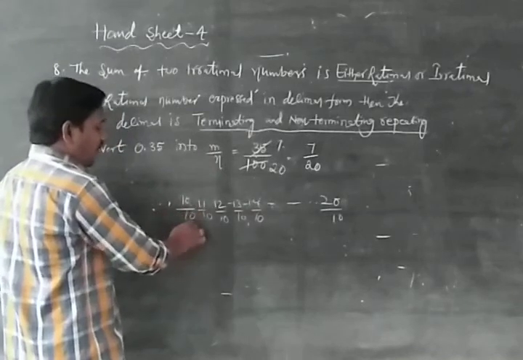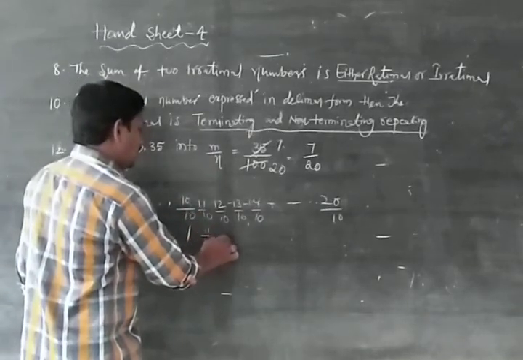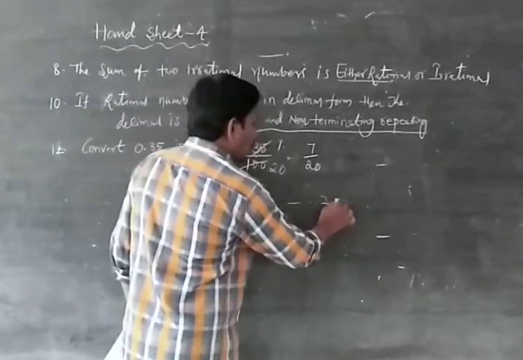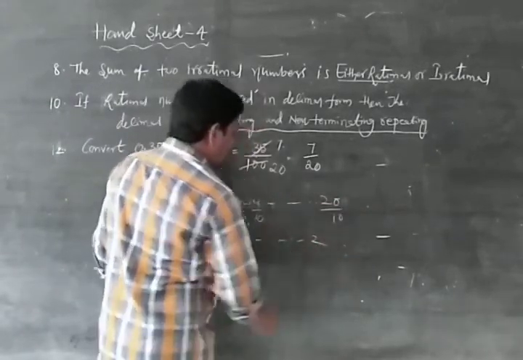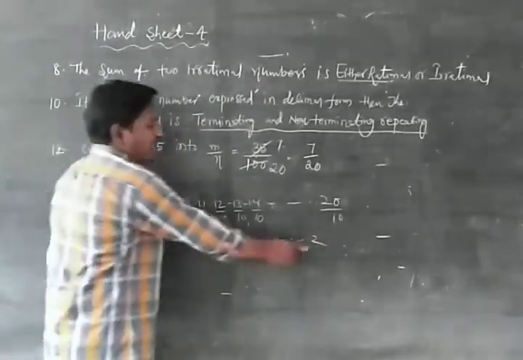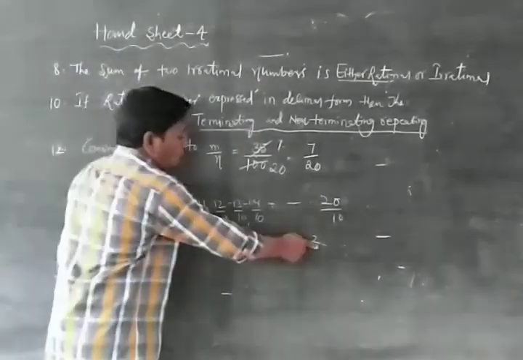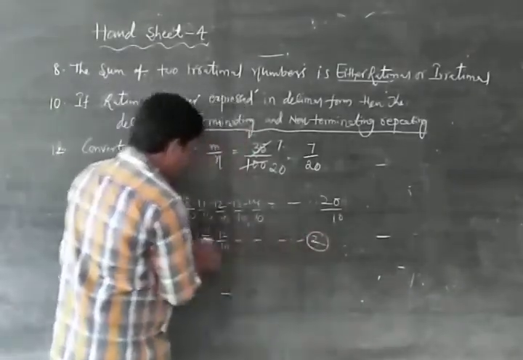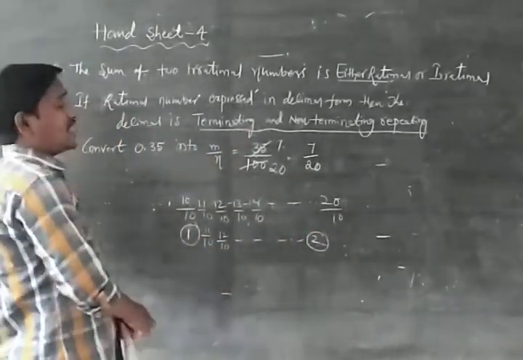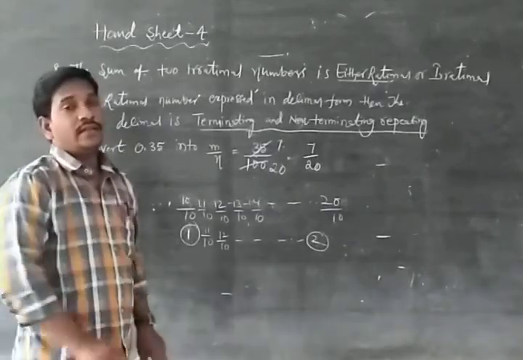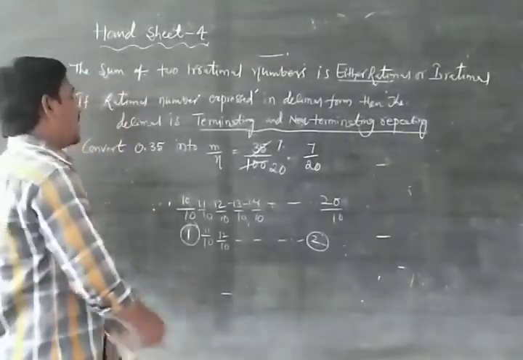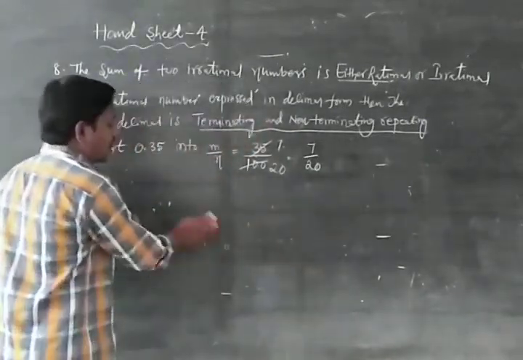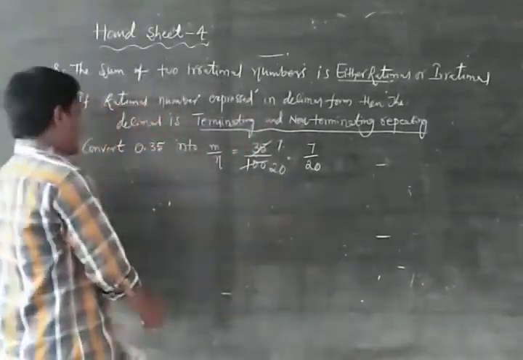10 by 10 means 1. 11 by 10, 12 by 10, and so on. 20 by 10 means 2. 1 is a rational number, 2 is a rational number. Between 1 and 2, we can imagine infinite rational numbers. Between two rational numbers, we can count infinite rational numbers.